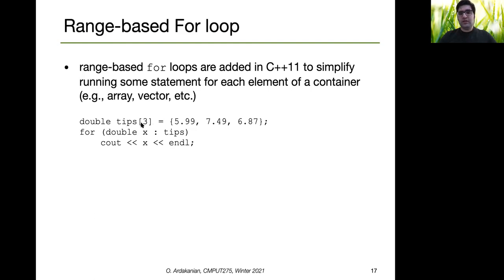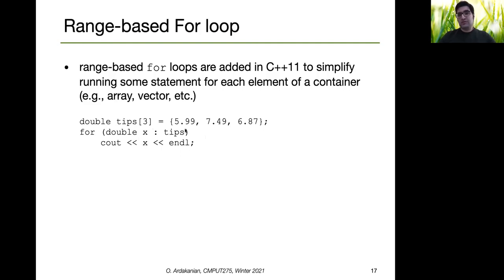Let's say you declare an array of doubles of size 3, double tips[3], then you initialize array elements. And now let's say that you want to print every element of that array. So what you do is that you say for every element in this array, which is of type double, I want to print this element. So x is now one of the elements of this array, and you run this statement for every element that you see in this container. So this statement will run 3 times.